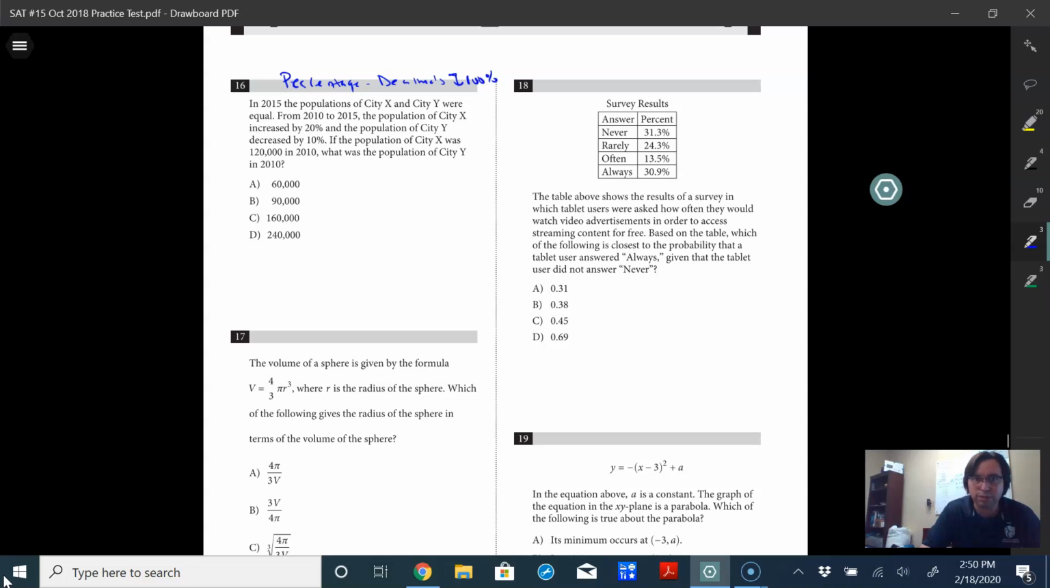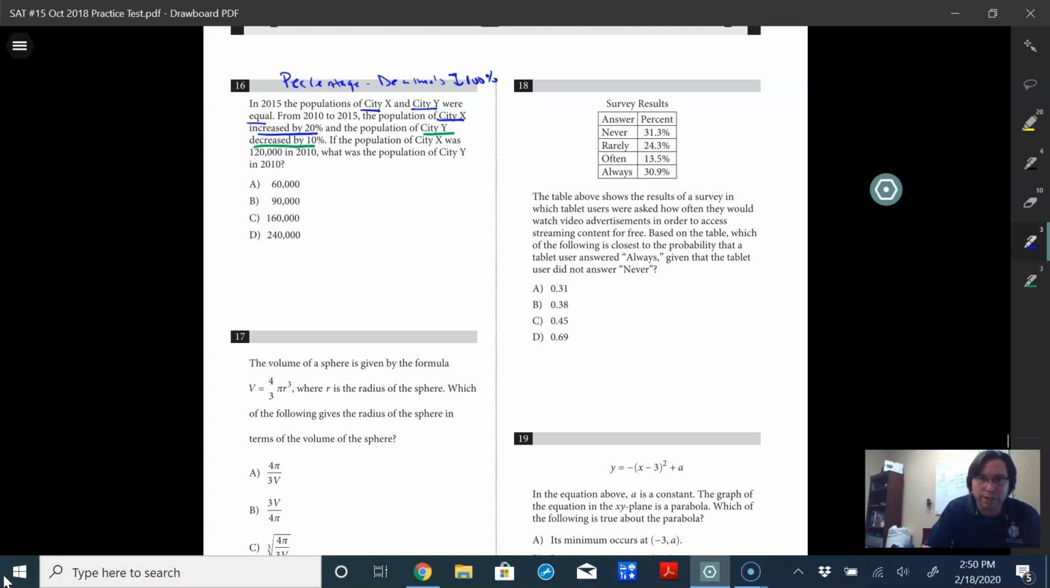But okay, let's take a look at it, and you kind of have to parse between the words a little bit more. It says in 2015, the population of city X and city Y were equal. From 2010 to 2015, the population of city X increased by 20%, and the population of city Y decreased by 10%. If the population of city X was 120,000 in 2010, what was the population of city Y in 2010? You have to look at this one a little closer and tackle it in pieces.